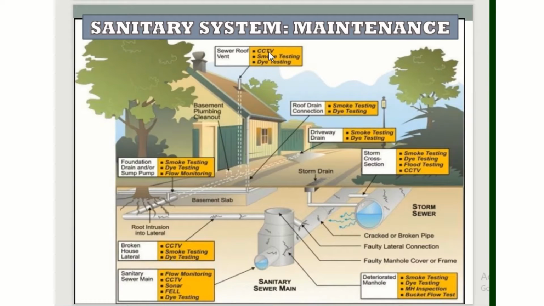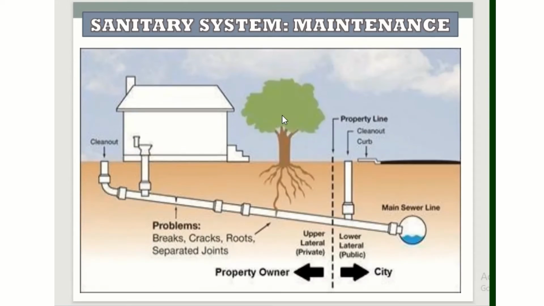And then there is CCTV. Okay. So for the CCTV, we know that CCTV uses camera, right? So same like smog and dye, they will insert camera in here. So it is easier because they can see. There will be like a monitor that they can see whether there is break or crack or maybe root. Okay, or maybe separated joint. They can see that. Okay.